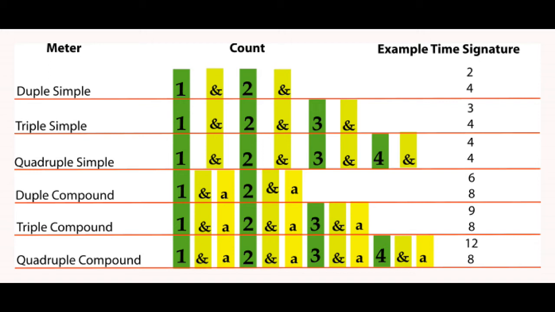Meters can be classified by counting the number of beats from one strong beat to the next. For example, if the meter of the music feels like strong, weak, it is in duple meter. Strong, weak, weak is triple meter, and strong, weak, weak, weak is quadruple. Meters can also be classified as either simple or compound. In a simple meter, each beat is basically divided into halves. In compound meters, each beat is divided into threes.